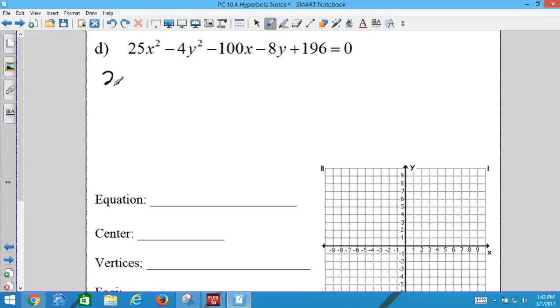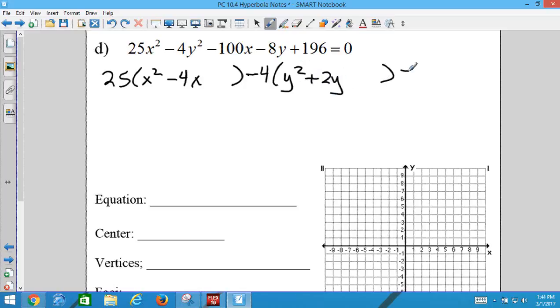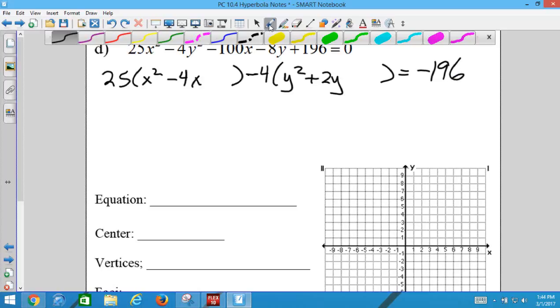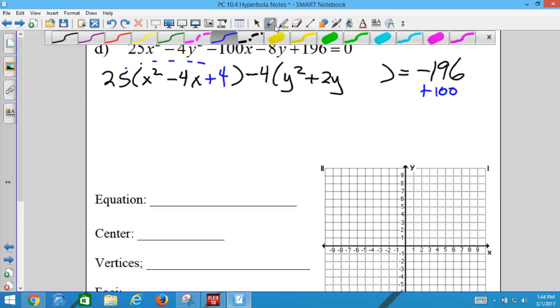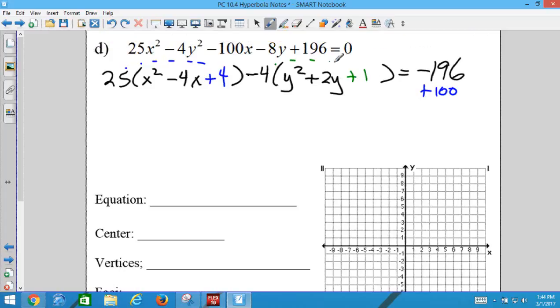So I'm going to take out the 25 from the x's. And I'm going to take out negative 4 from the y's. And I'm going to move over 196. Then I'm going to add, what am I adding? 4, but that's really like adding 100. And I'm going to add 1, but that's really adding negative 4.